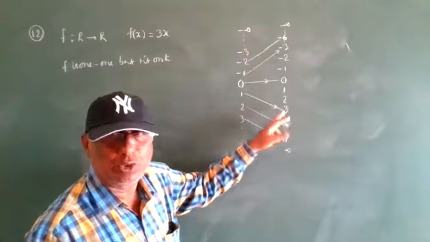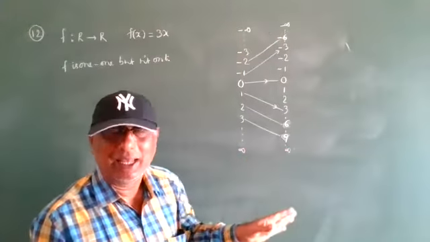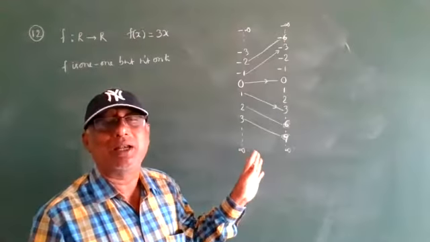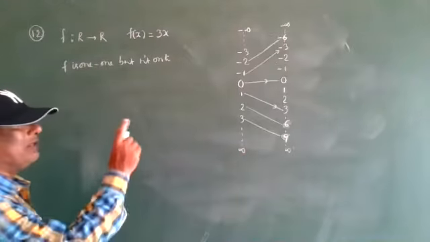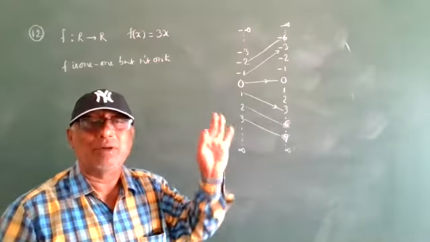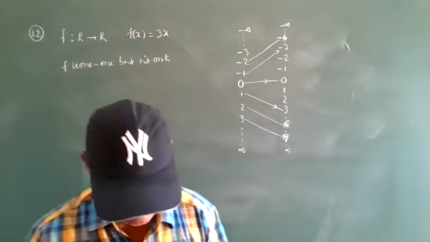But plus 2, plus 4, plus 8, multiples of 2, are not getting. Therefore, codomain is not equal to range. Therefore, F is not onto. I will write simply: F is one-one, but not onto. Is it clear now, everyone?